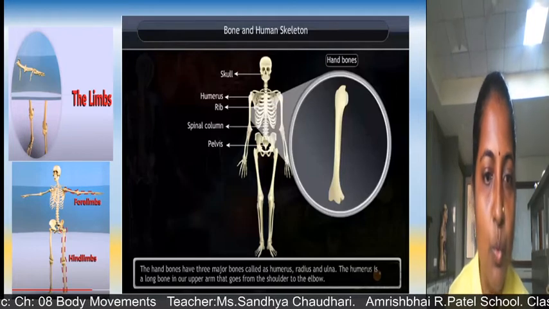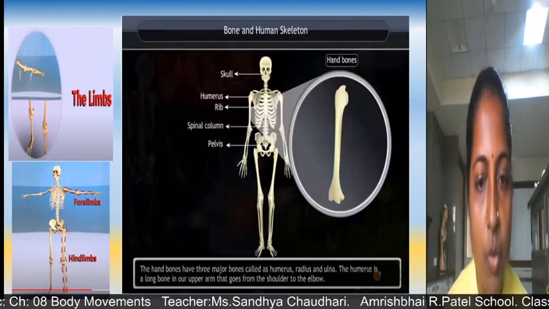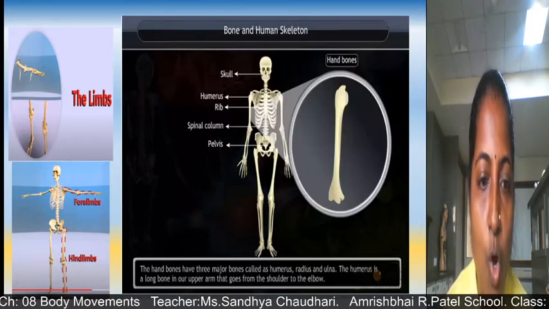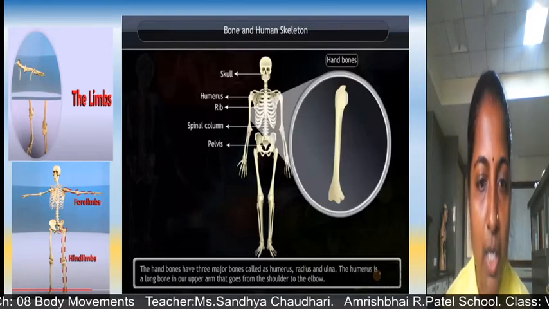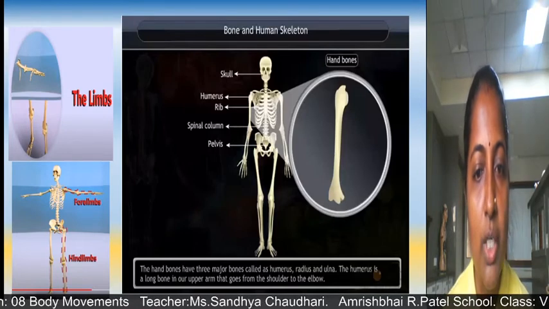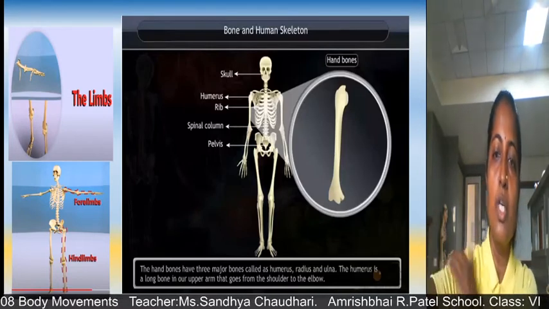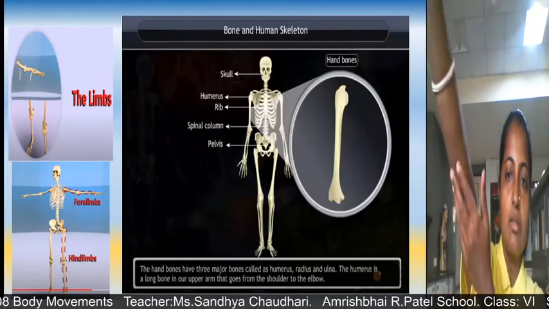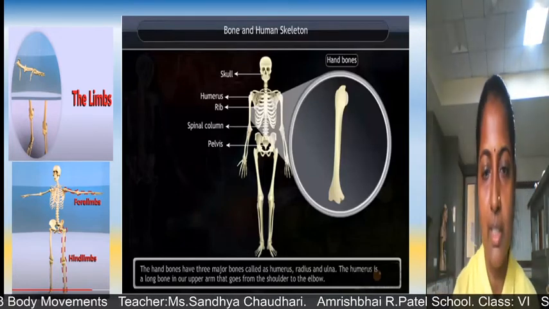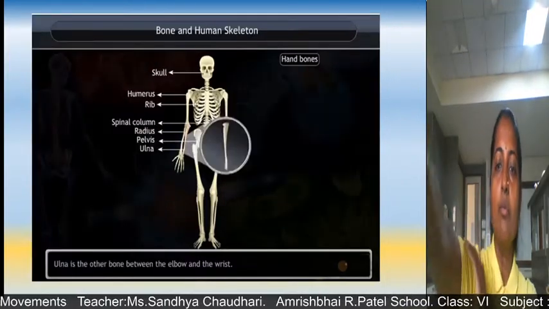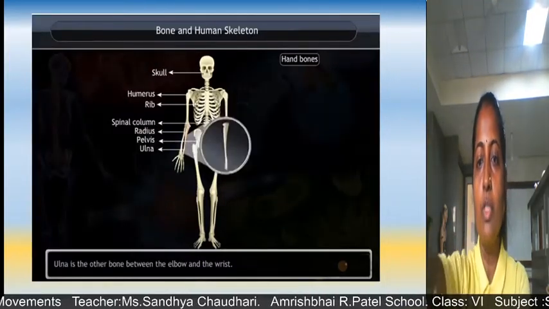The forelimb has three major bones called humerus, radius and ulna. The humerus is a long bone in our upper arm that goes from the shoulder to the elbow. This is the humerus. From the upper arm, from the shoulder to the elbow, this long bone is called humerus.